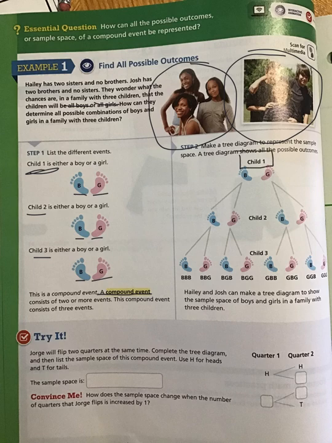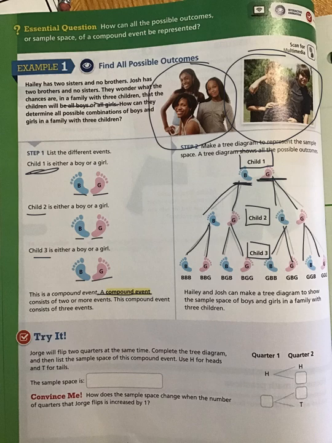This is the first child. The first child could be a boy or a girl. Then we go off the boy, okay? The second child is here in the middle. If they have a boy first, the second child could be a boy or a girl. If they have a girl first, they could have a boy or a girl second. Then off each one for the third child, they could have a boy or a girl, a boy or a girl, a boy or a girl, a boy or a girl.